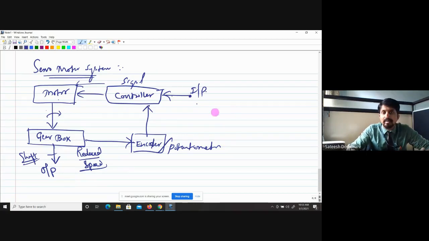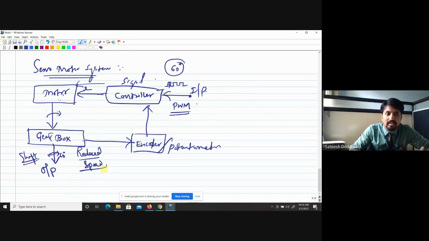For example, the input signal will be given in terms of pulses, that means a pulse width modulation signal will be given to the controller. For example, we want to rotate 60 degrees. To rotate 60 degrees, the pulse width is decided and given to the controller. The controller decides that for 60 degrees this much signal will be given. That pulse will be given to the motor, the motor will get the signal and get energized, and the gearbox accordingly changes the speed and it attains the 60-degree rotation.